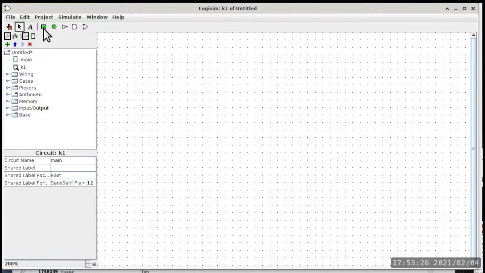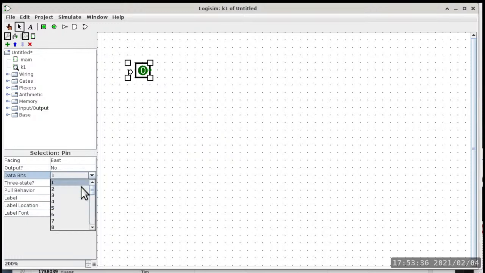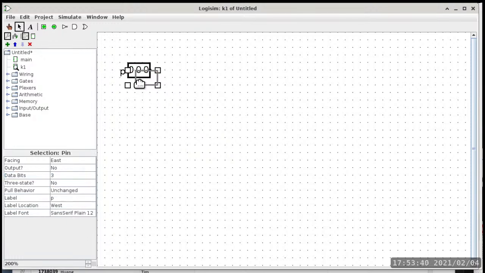The first thing is we create the input pins. It's about the same exercise as we had before. One is P, and it is 3-bit wide. The next one is G, which is also 3-bit wide. And the last one is K0, which is only 1-bit wide. So here's K0. There we go.